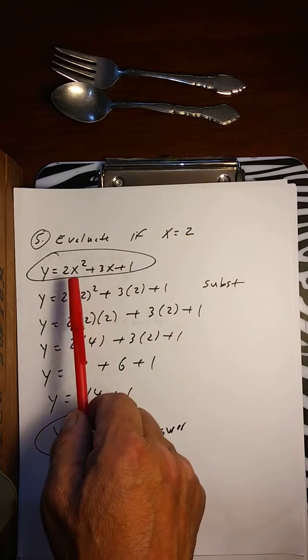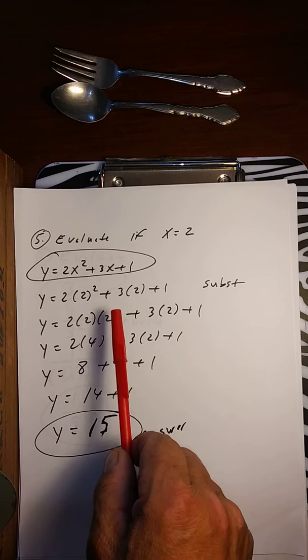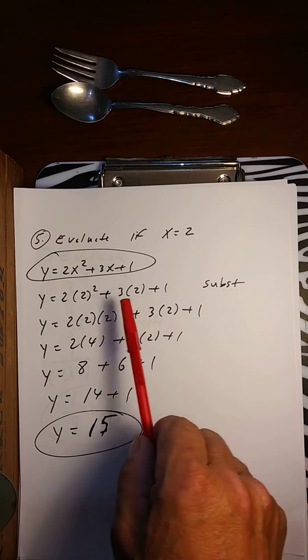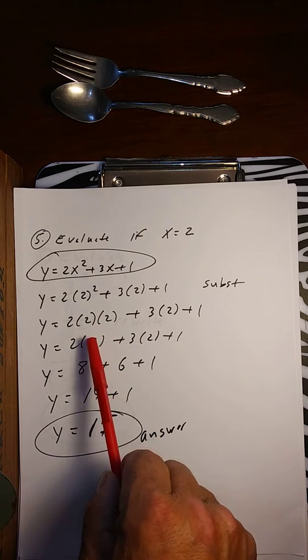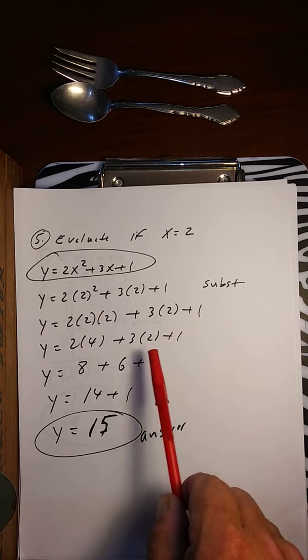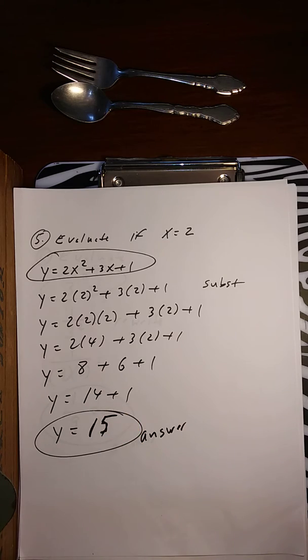Evaluate if x equals 2. Put 2 there, put 2 there. Use PEMDAS, please excuse my dear Aunt Sally. Parentheses, exponent, multiply, divide, add, subtract. So 2 times 2 is 4, 4 times 2 is 8, 3 times 2 is 6, and 1. 8 and 6 is 14, plus 1 is 15.